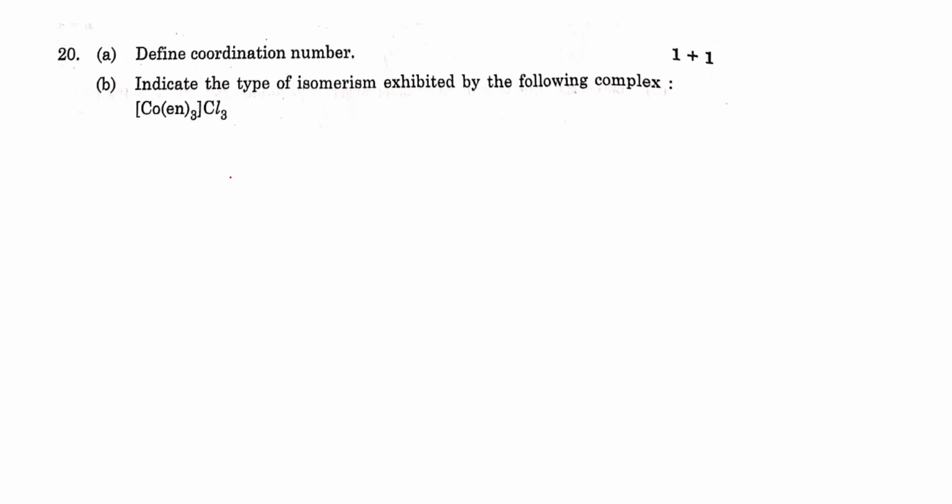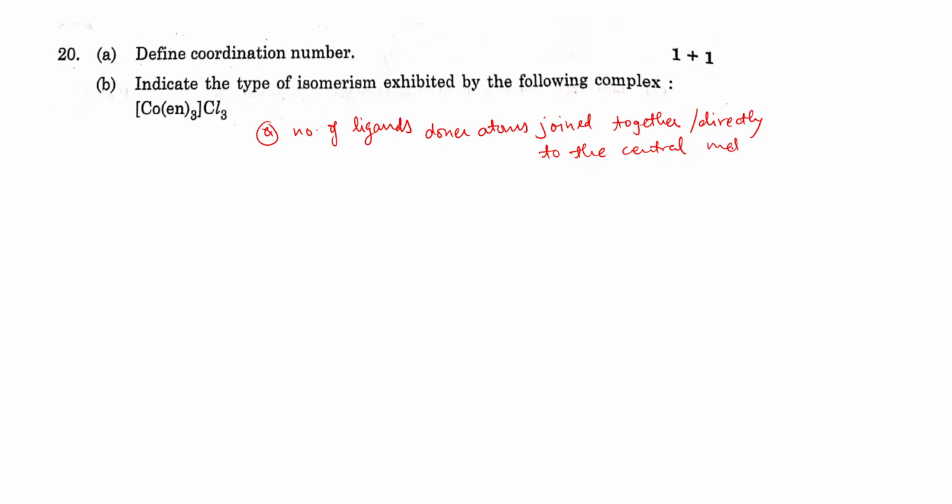Next one, define coordination number. So coordination number is basically the number of ligands. I'm writing for the first one. Coordination number is the number of ligand donor atoms joined together or directly to the central metal. This represents the coordination number.